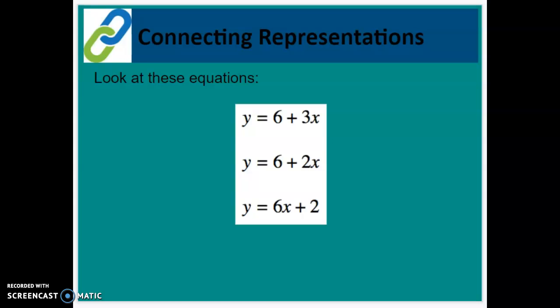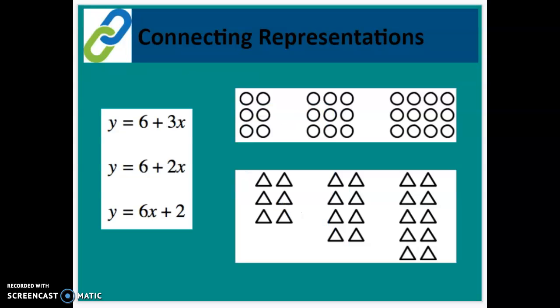So we're going to look at these equations. Remember, these are linear equations because they're in y equals mx plus b form. My first equation is y equals 6 plus 3x, my second one is y equals 6 plus 2x, and my last one is y equals 6x plus 2. We're actually going to look at these equations visually. So I want you to take a second, pause the video. Which two equations match these two patterns written out?